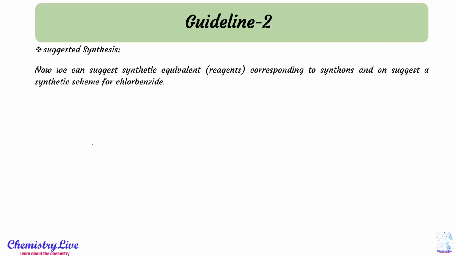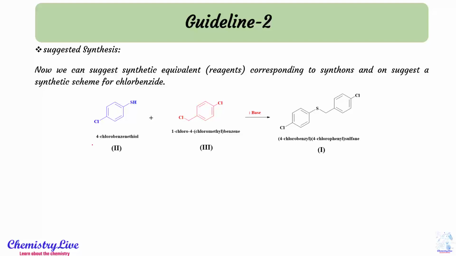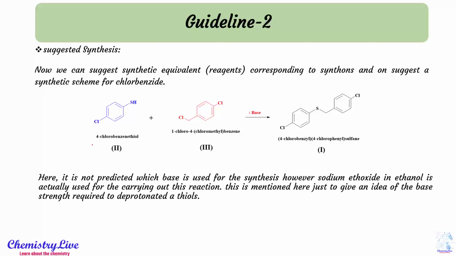Now we can suggest the synthesis according to that scheme: you use the chlorobenzenethiol and then the chloromethylbenzene, and in the presence of base, you get the compound. Here it is not specified which base, because generally sodium ethoxide in ethanol is used. Actually that is what is carried out in the reaction, but the idea is just to deprotonate the thiol. So any kind of base we can use.